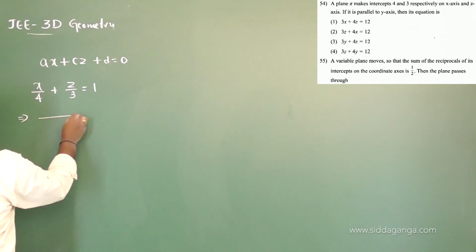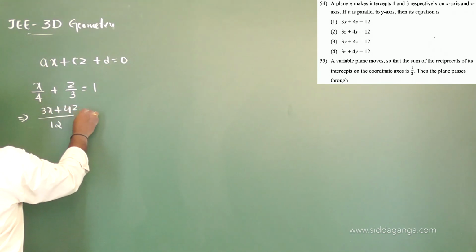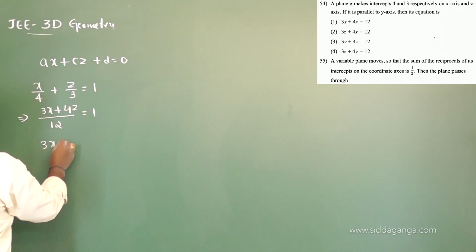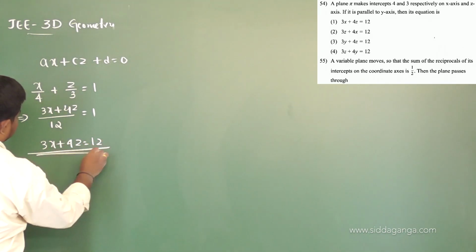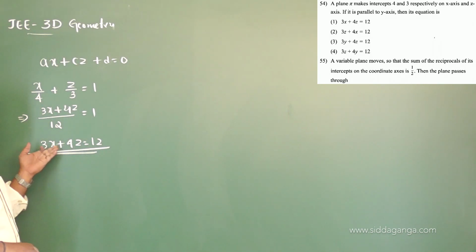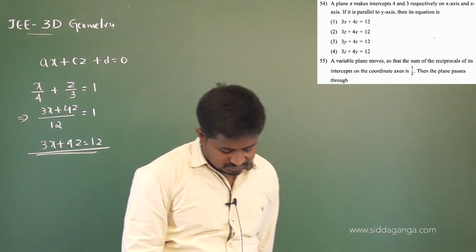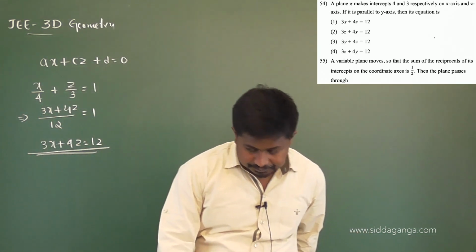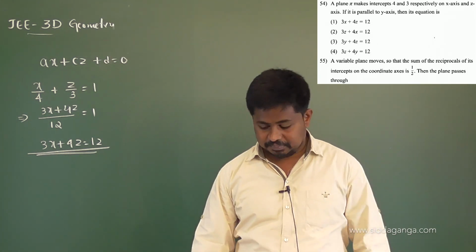Yes, 3x plus 4z is equal to 12. So 3x plus 4z, of course this is parallel to y axis because we don't have y coordinate, no. So 3x plus 4z is equal to 12 is the required answer. You mean option first is the correct one. Option first is the correct option for 54th.